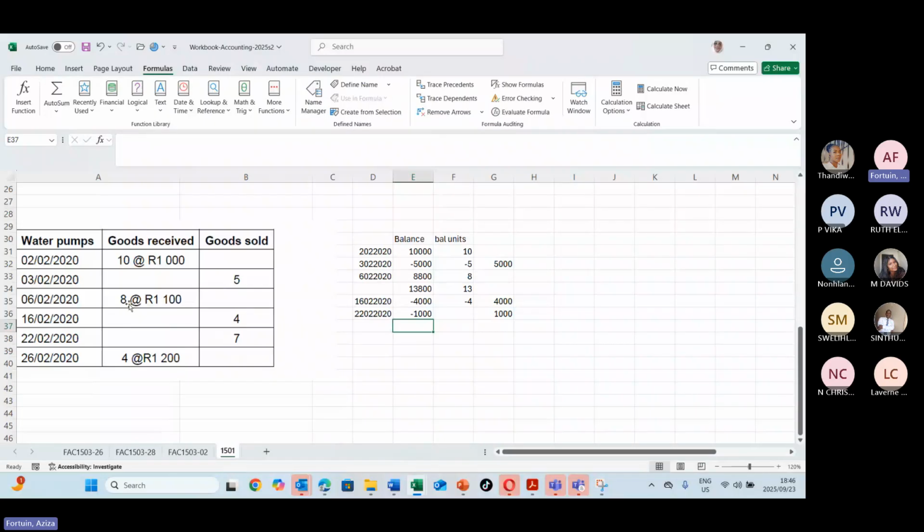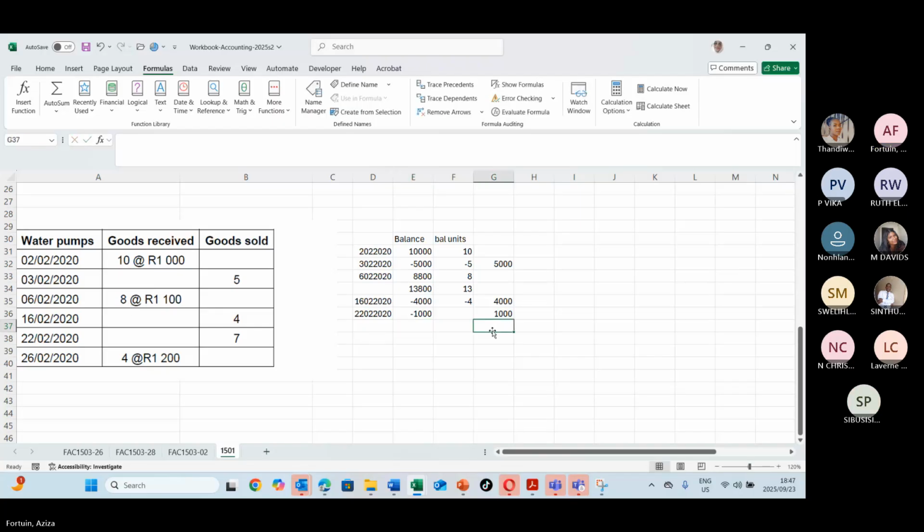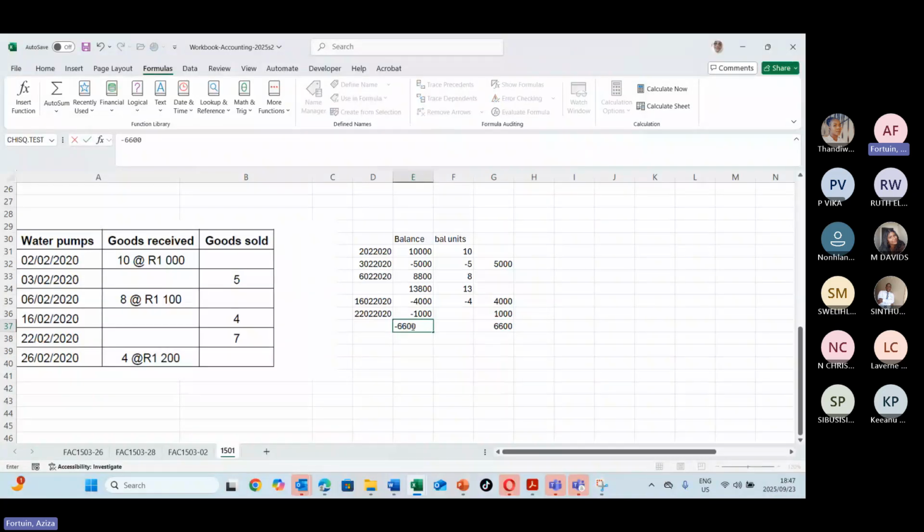Now with the next time we bought 8. So we're going to use the 6. 6 equals 6 times 1,100. So you're going to minus 6,600 here. Now let's see. That was minus 7. My balance to date is 2,200.